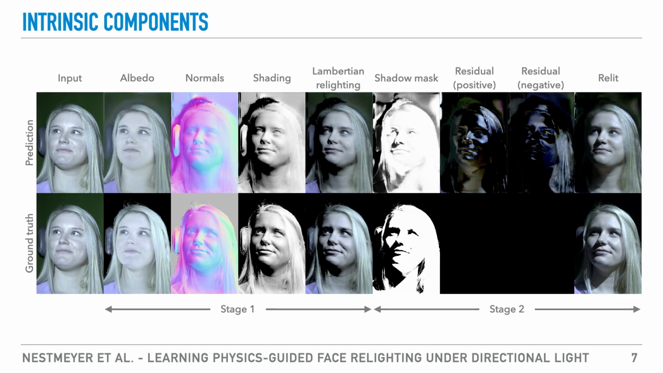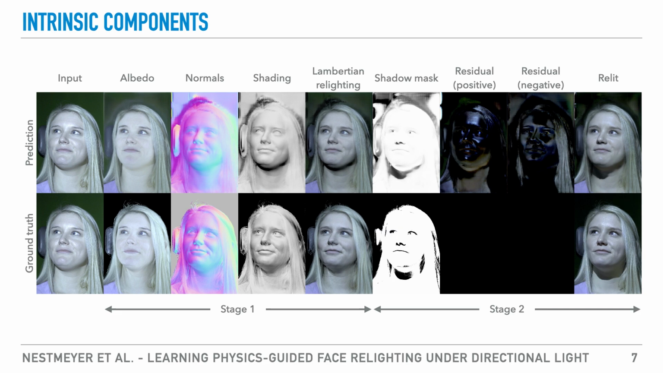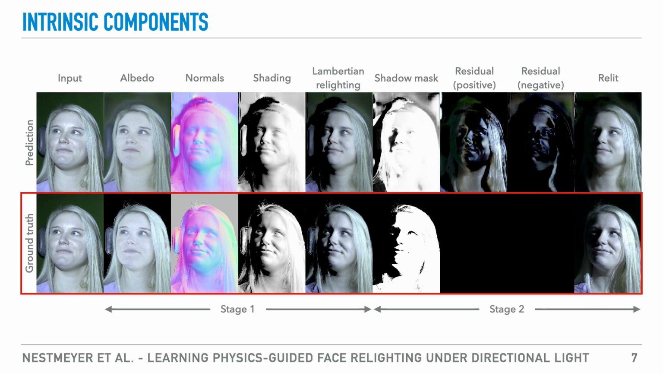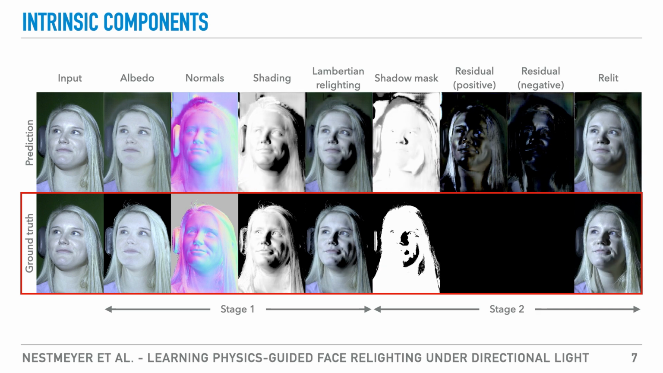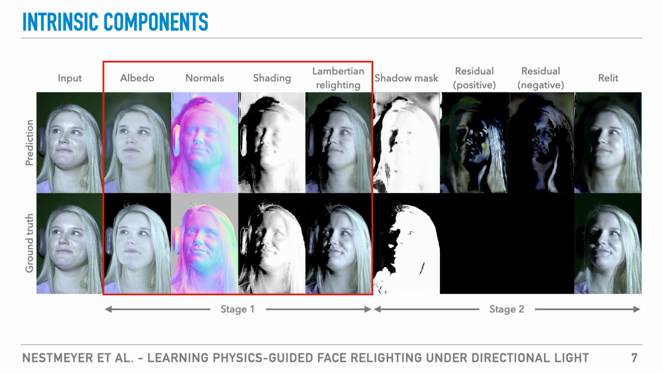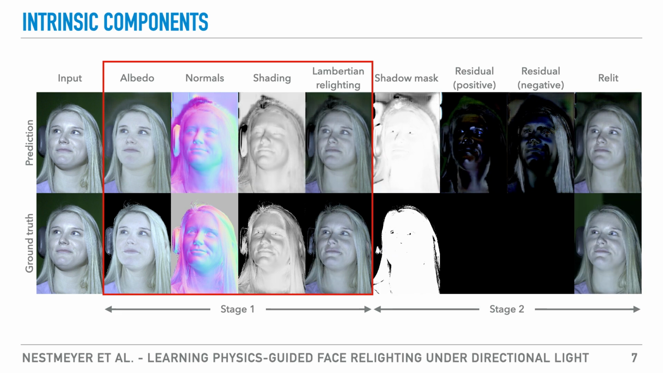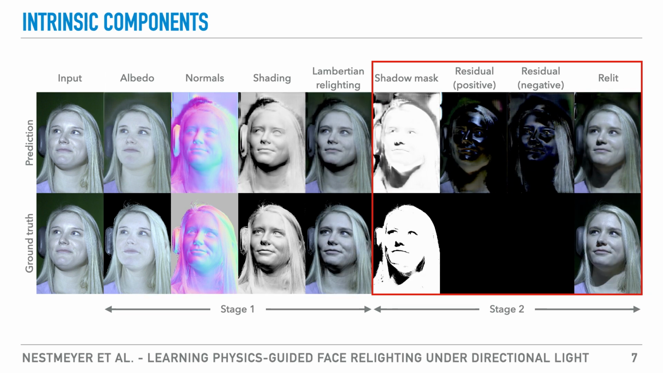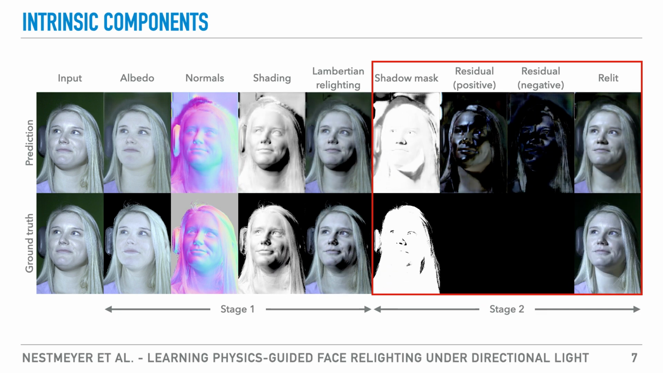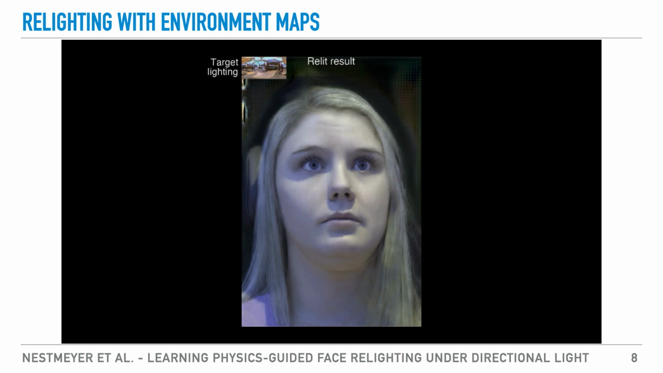Here we show the intrinsic components of our architecture inferred by our method in the upper row, while the lower row shows the corresponding ground truth signal or closest capture. From the input image, we predict in stage 1 albedo and normals, which are rendered into the target shading and combined with the albedo into a Lambertian relighting. We feed these modalities into stage 2, where we predict the shadow mask and residual, here decomposed in terms of its sign, for the final relit result.